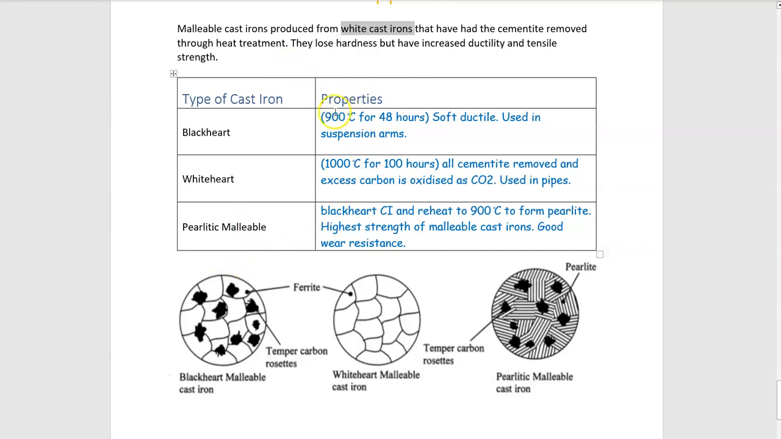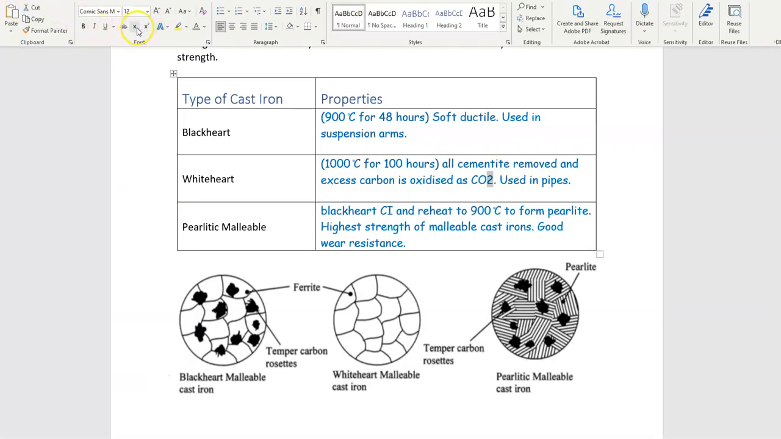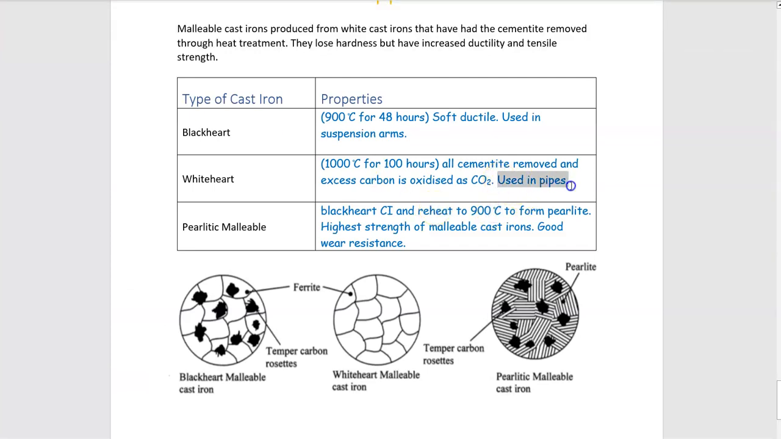Black heart: we heat to this temperature, 900 degrees. It's about the same temperature for all of these. And we're going to heat it for 48 hours, 2 days. And what we get is soft and ductile cast iron. It's used in suspension arms. Then, if we heat it for 100 hours, so that's 4 days, we remove all of the cementite and the excess carbon. You'll notice there's no graphite here. It's all gone in the form of carbon dioxide. This is used in pipes.